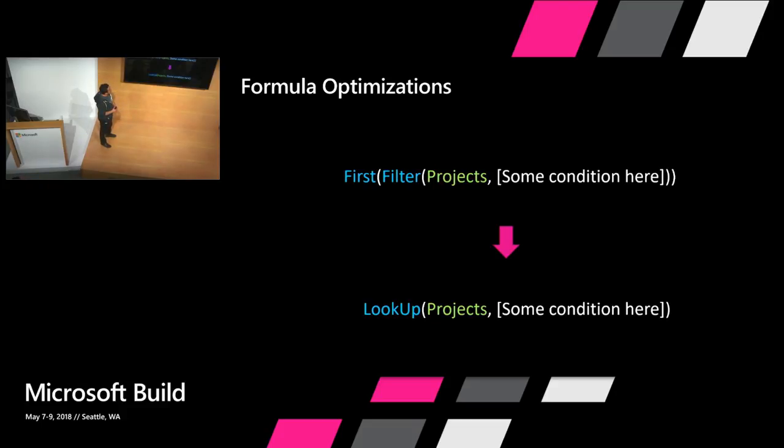I've seen this many times. You have a first and a filter. A filter operation will always go and get a bunch of data, so it's a collection of data that comes out of a filter. You will have some sort of condition. People will do filter, and then they will get all of that collection from the database or from the data source, and then they would take only the first item.